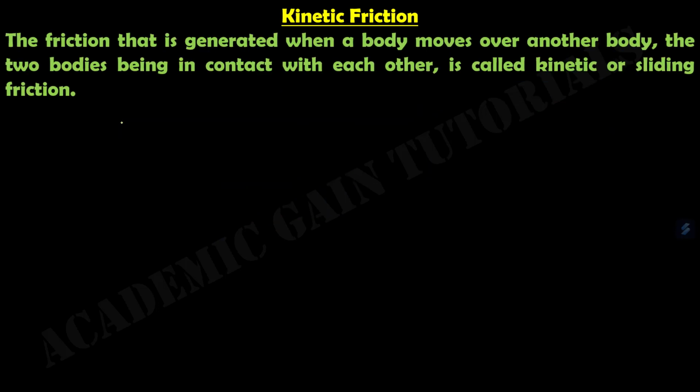Now we will discuss what kinetic friction is. The friction that is generated when a body moves over another body, the two bodies being in contact with each other, is called kinetic or sliding friction. An example from daily life is a car moving on the road. The car and the road are in contact, and the car is moving over the road.